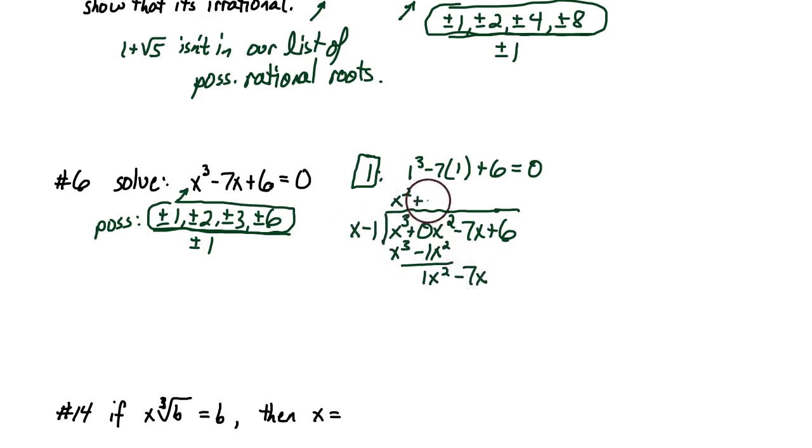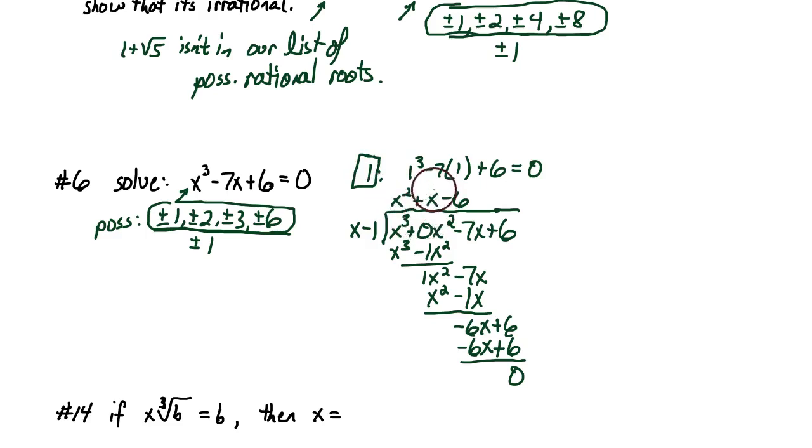X times positive x makes x squared, and x times negative 1 is negative 1x. Negative 7 subtract negative 1 is negative 6x, and then bring down the plus 6. X times negative 6 is negative 6x, and negative 6 times negative 1 makes 6. When we subtract, we get a remainder of 0, as we knew that we would, because we had already figured out that 1 was a solution.